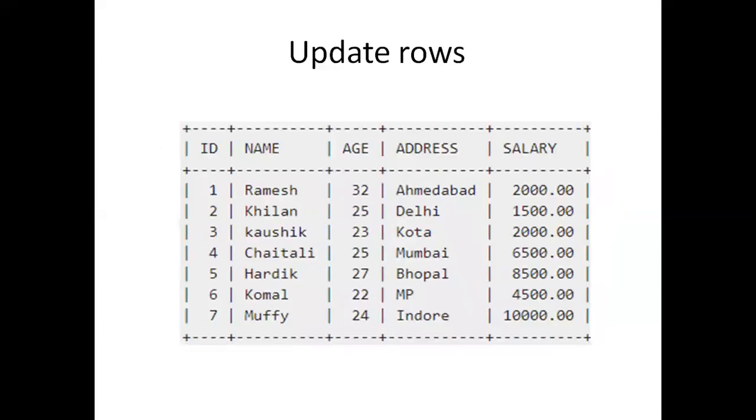Now, up to now what you have seen, you have displayed your selected columns, you have displayed the selected rows, whatever you want. Now what if you want to update a particular row? If I want to update this particular value, then you have to use the command called the update command. If I want to change the address of, suppose, ID number 6, Komala.